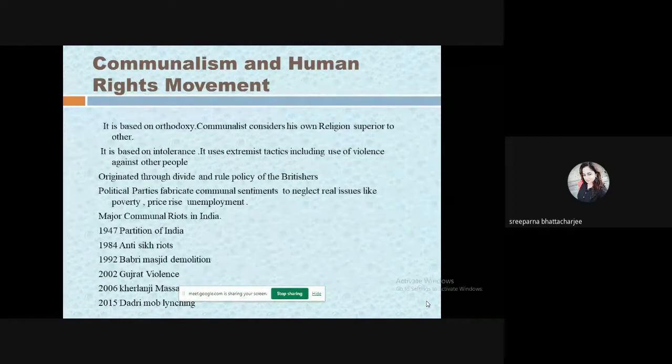Next important point, as I said, I will deal with separately. It is communalism and the human rights movement. Yeah, this is a very interesting thing.